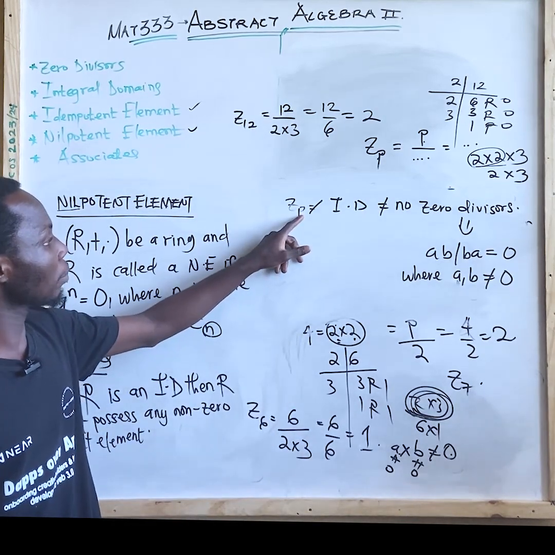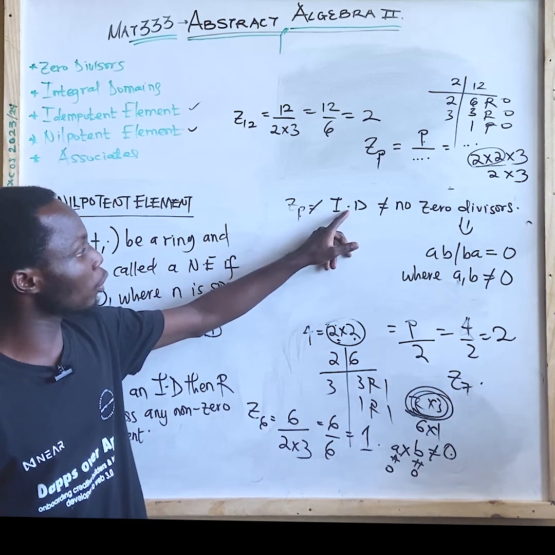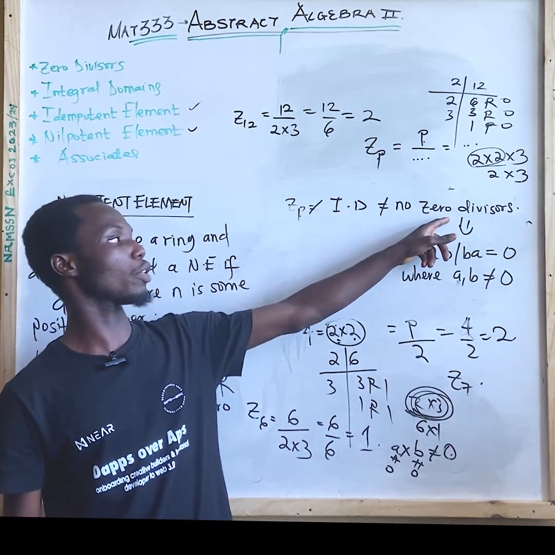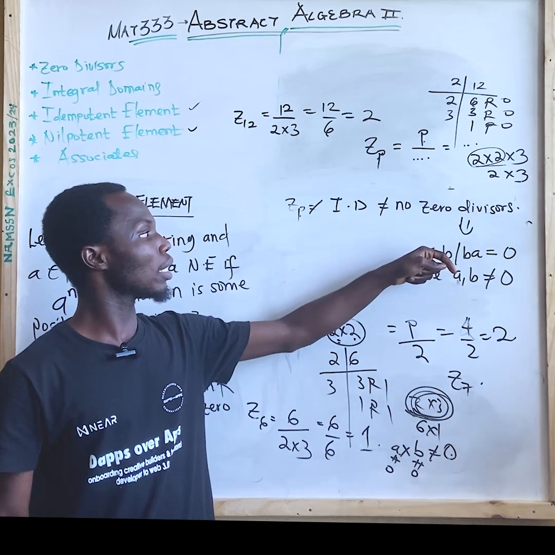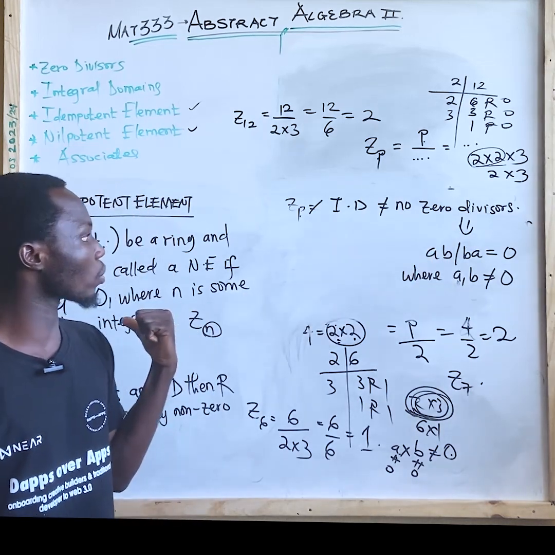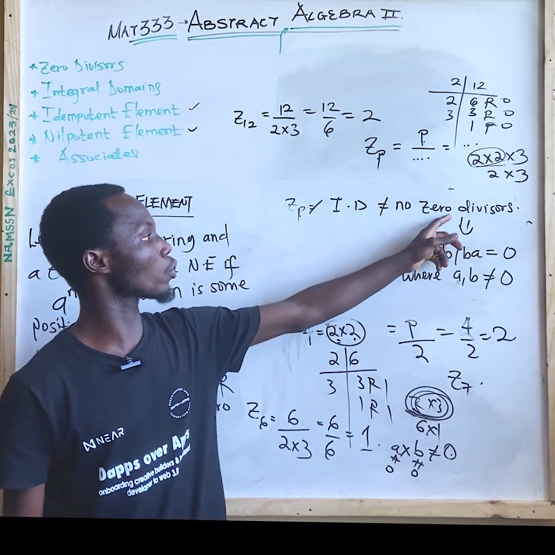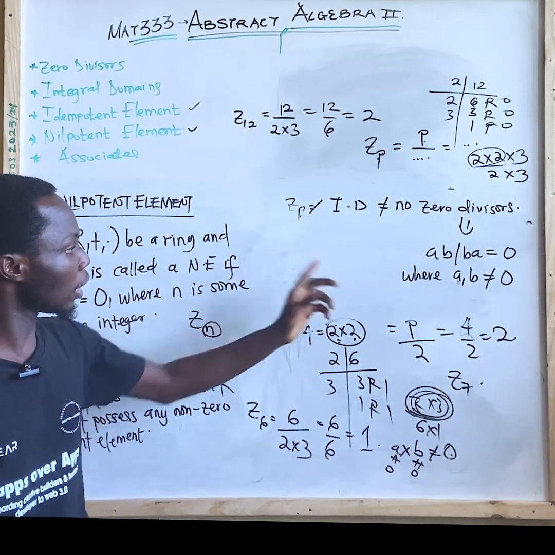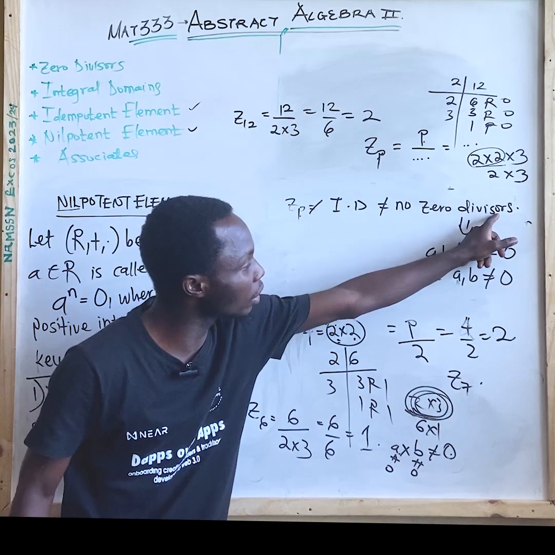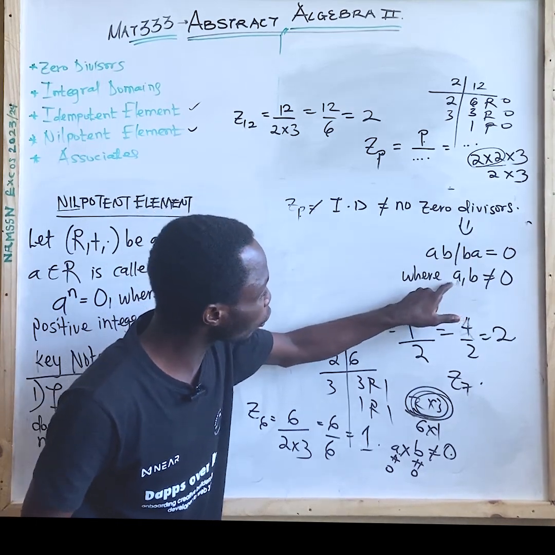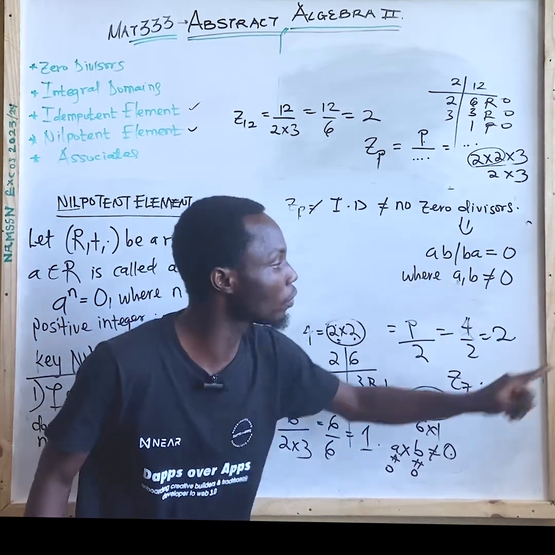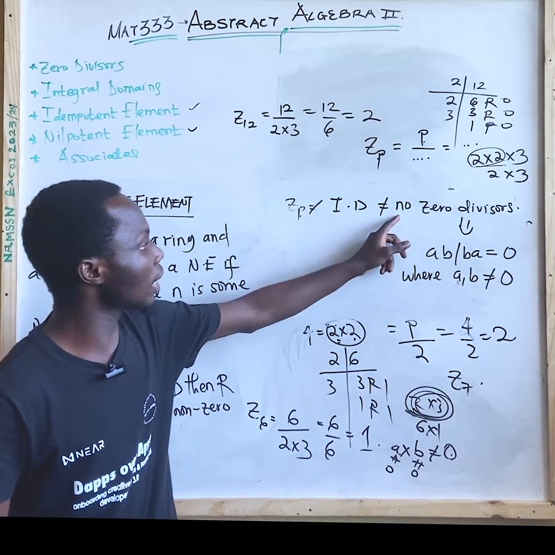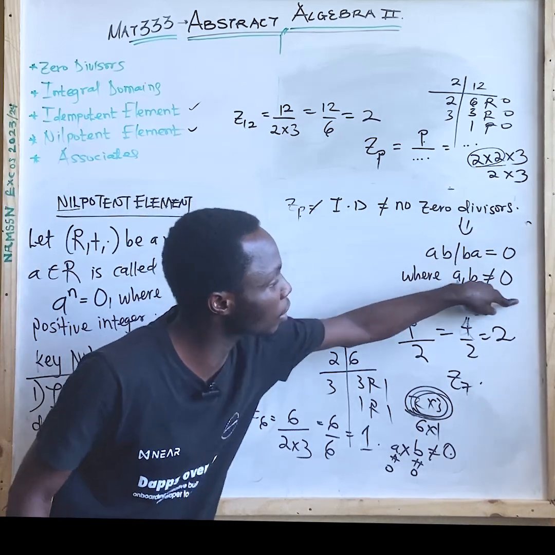So if P is prime, they are telling me that it is an integral domain, which means it will not have a zero divisor. Anytime I have zero divisors, it means that it is not an integral domain. So basically, if I say it has no zero divisors, it means that one of these two is equal to 0, or both of them are equal to 0, because if you are saying it has no zero divisor, it means it's not satisfying this rule.